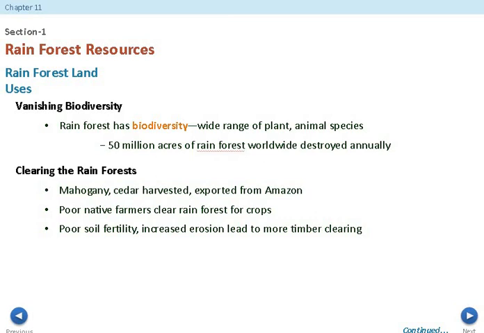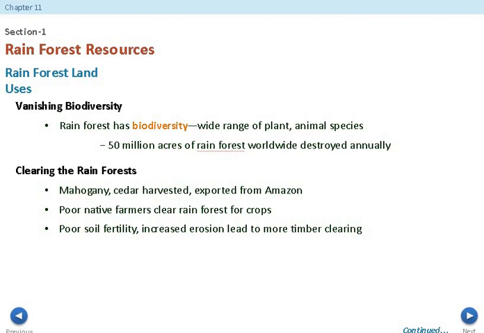Mahogany and cedar harvested will all be exported from the Amazon. Poor native farmers are going to clear the rainforest for crops. So what we see is that these people are very, very poor in Brazil. And so what happens is that they want to have a decent wage. They want to be able to grow things that are good. And so what they're doing is starting to cut down the rainforest.